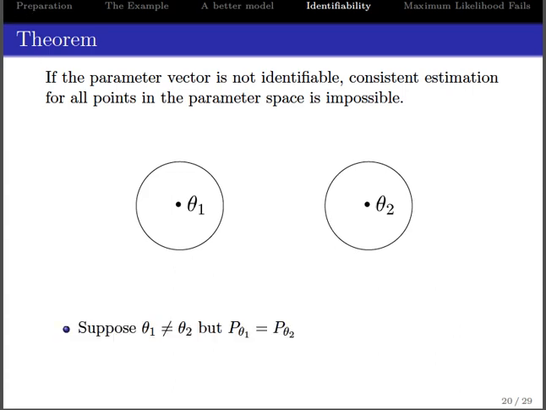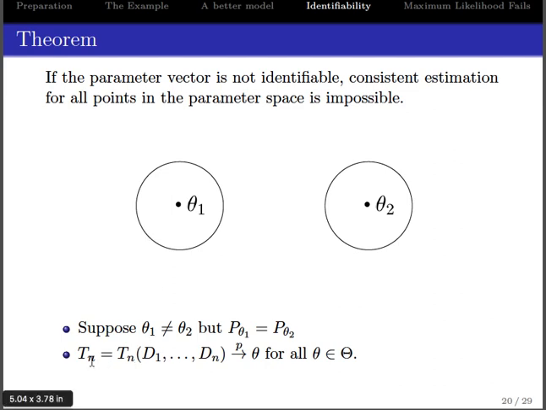So this is the idea. Suppose theta 1 is not equal to theta 2, but the two distributions of the sample data are the same. That would be true for any n. Then the estimator Tn, which is a function of the data, must... suppose that the estimator converges in probability to the true parameter theta for all theta in the parameter space. Again, convergence in probability means that the probability distribution is getting concentrated around the true value.